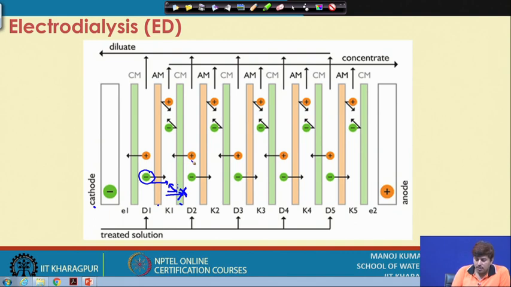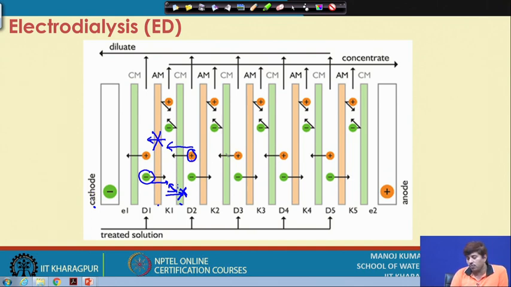Similarly, what happens to the cations which have crossed this cation membrane in the pursuit of going towards the anode? Again, they will further like to move towards the cathode, but there is an anionic membrane which again stops them from doing so. So, this anionic membrane will not let these cations pass through towards the cathode.